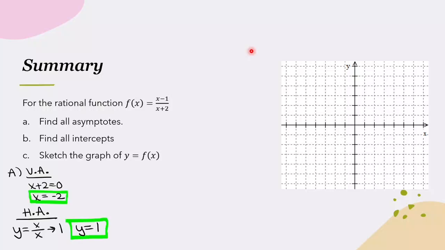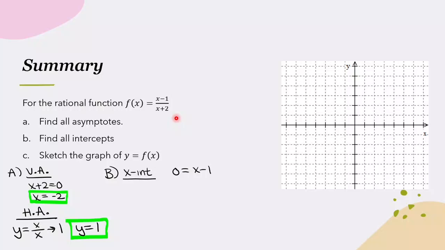For my horizontal asymptote, this is case 2. The degree of the numerator and the degree of the denominator are equal. And so if I take those leading terms, the largest powers, x divided by x is 1. So y equals 1 is my horizontal asymptote. All right, to find the intercepts, we're going to plug in 0. To find my x-intercept, I'm going to plug in 0 for y. And if I plug in 0 for f of x, I get 0 equals x minus 1 over x plus 2.